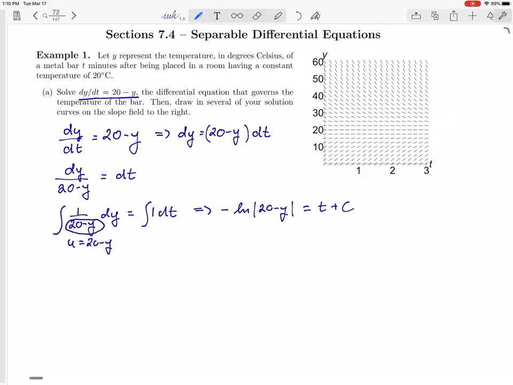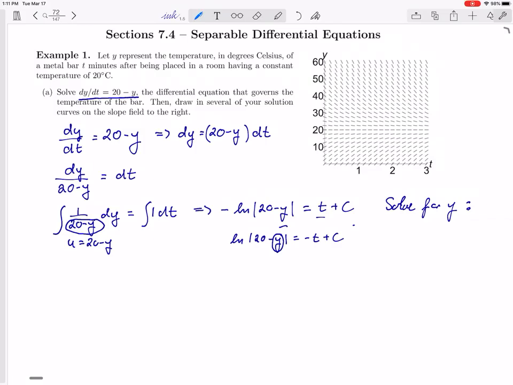So we integrated, we have y on one side, we have t on the other side. Next, we want to solve for y. So to do that, we can multiply by minus 1. That gives us the ln of 20 minus y is equal to minus t plus c. And we need to get to this y right here. And to do that, we can raise e to the left-hand side and to the right-hand side.